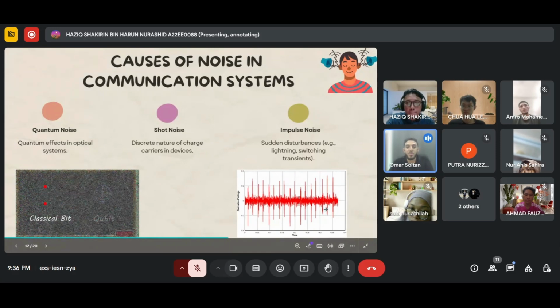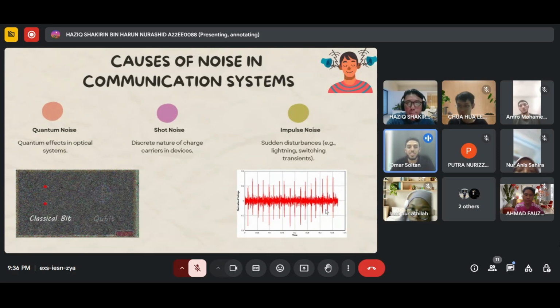So noise is a big problem in communication systems. It makes it harder to hear or understand the original signal. By understanding the causes of noise, we as engineers can design better systems to reduce the noise and make communication clearer. Okay, next.